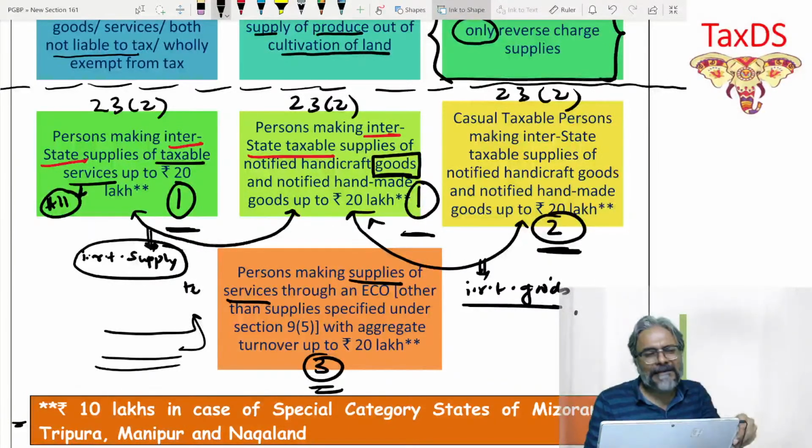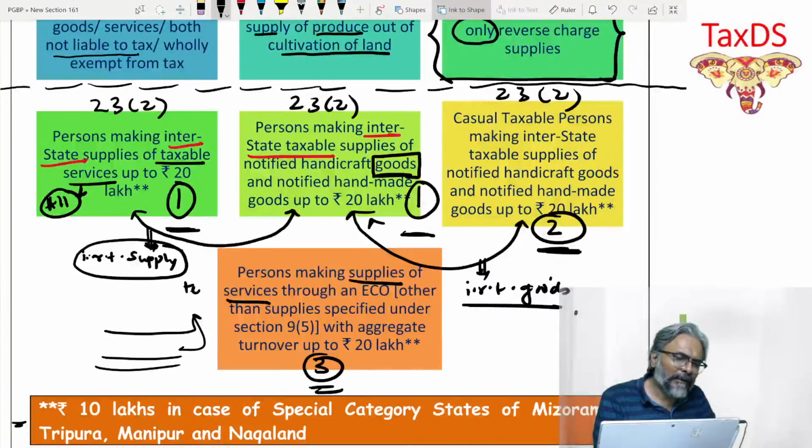So if there is an interstate supply of goods, and if I make a supply of goods of only rupees 100, still I would be liable to get myself registered. But if it is an interstate supply of services, then I will have the higher limit of rupees 20 lakhs, or 10 lakhs if I am in that first 4 category, special category state, 10 lakhs.